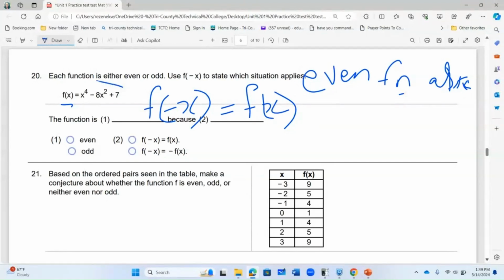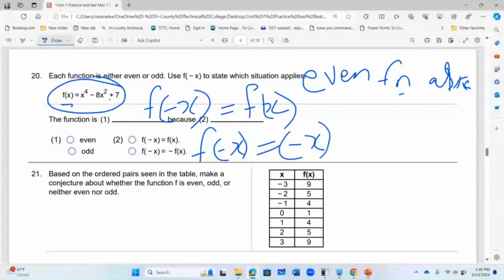Well, let's try this one. Let's see if it's an even function. In other words, let's see if it has y-axis symmetry. What I'm going to do now is f of negative x. Where I see x in this function, I'll plug in negative x. So negative x to the power 4 minus 8 times negative x squared plus 7. Now I'm going to evaluate this function. If it gives me the original function, I will say it is an even function, and therefore it also has y-axis symmetry.